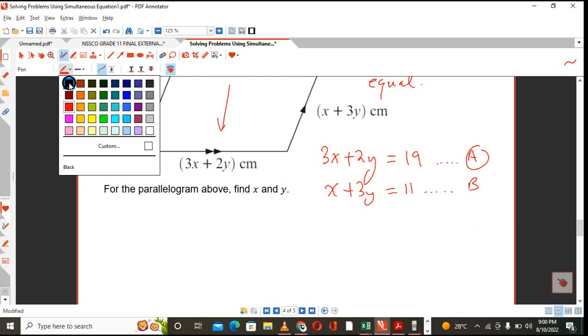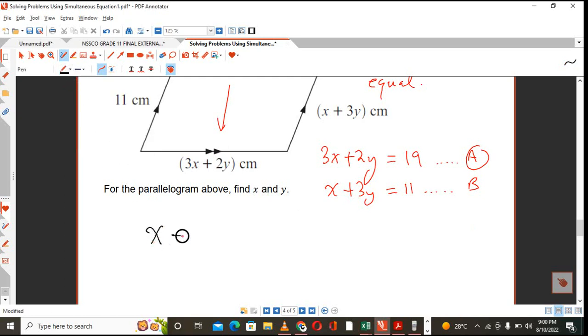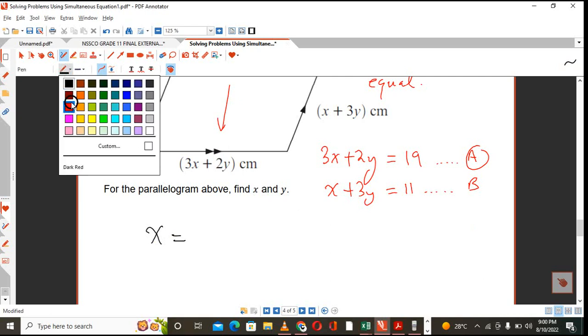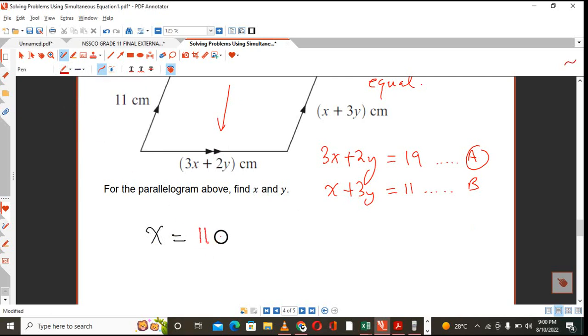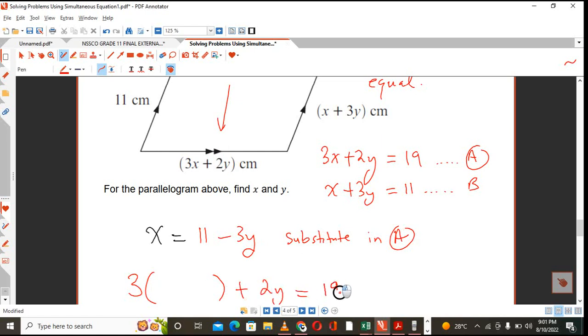So I'm going to take equation B and make x the subject of the formula. When I do that, I'm going to have an answer of 11 minus 3y. I'm going to substitute that part in red into equation A. So in equation A, everywhere we have an x, I'm going to replace it by that particular expression.